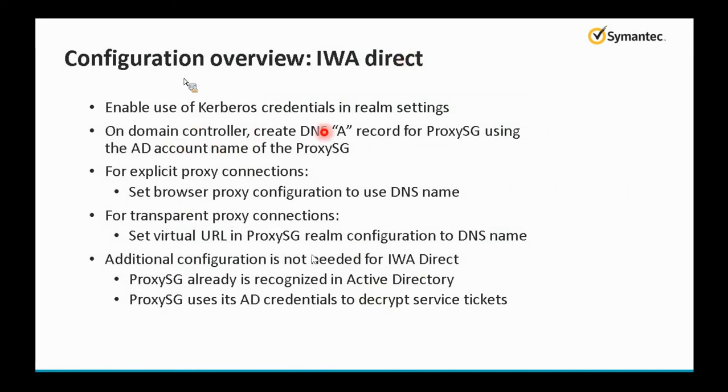Okay, configuration-wise, basically you just have to enable Kerberos, which is enabled by default anyway. So the DNS is important for Kerberos, so it has to use the private DNS. Now, in order for Kerberos to work, you need to set the browser proxy configuration to use the DNS name. So you cannot use IP address anymore for Kerberos. If you're using PAC file, the proxy that you use in your PAC file must use the proxy's DNS A record, not the IP address of the proxy. And if you're using transparent, you cannot use the default virtual URL anymore, and hence you need to use the proxy's DNS name. Okay? No additional configuration is necessary because the proxy is already a member of the domain.